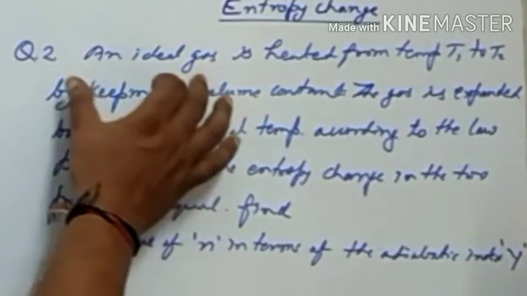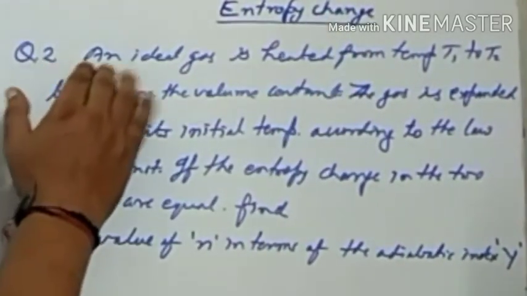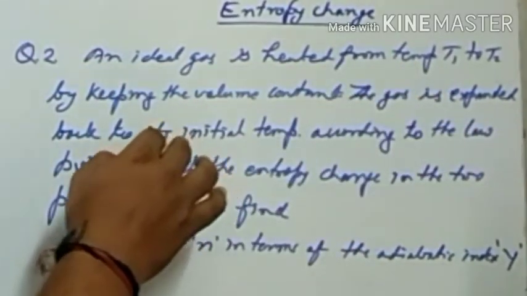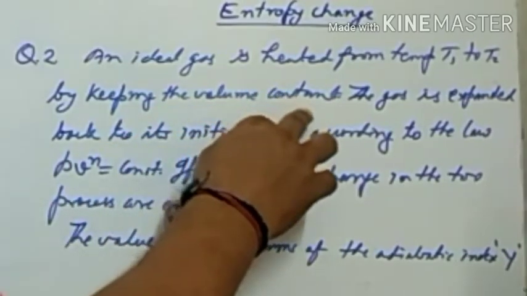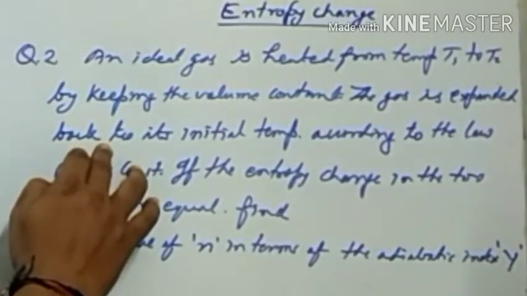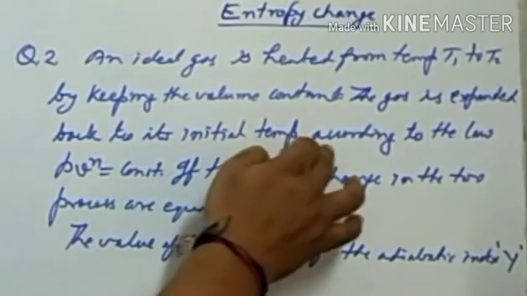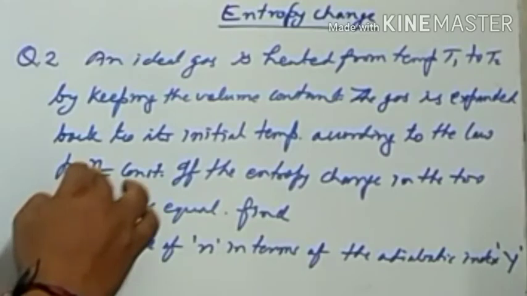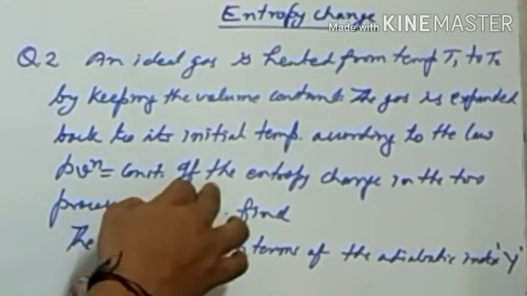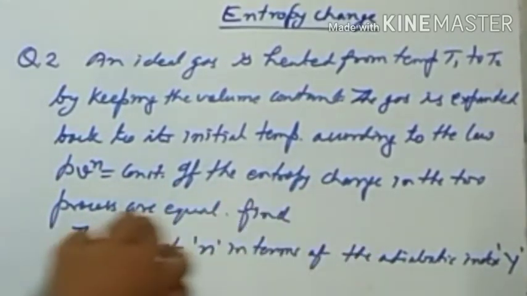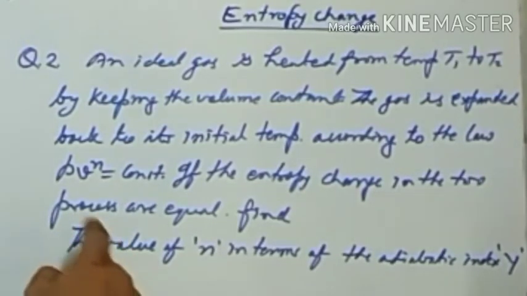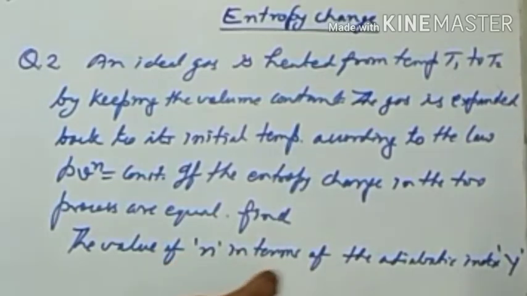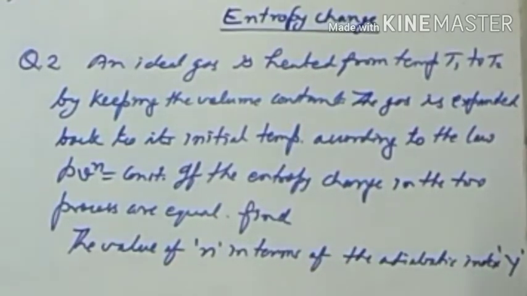Let us consider the second question for the entropy change. An ideal gas is heated from temperature T1 to T2 by keeping the volume constant. The gas is then expanded back to its initial temperature according to the law PV to the power n equals constant. If the entropy change in the two processes is equal, find the value of n in terms of the adiabatic index gamma.